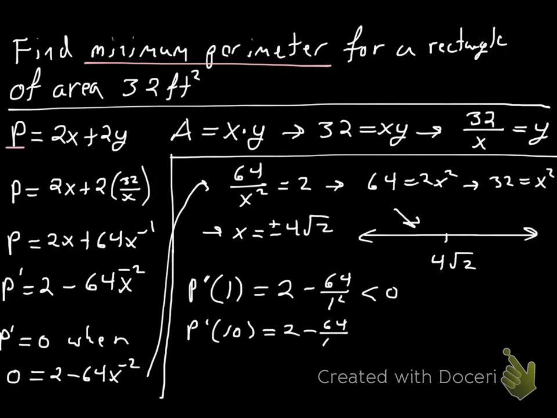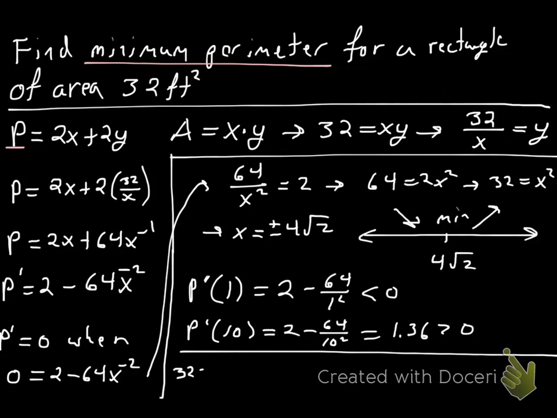So 2 minus 64 over 10 squared will be 1.36, and that's positive. So we went from decreasing to increasing, so we have a minimum at 4 root 2. Now what I would need to do is to find what the other value is going to be. So we can use our area function and plug in our 4 root 2 to find the other length. And in fact, both of them are 4 root 2. So to minimize perimeter, we need a square.